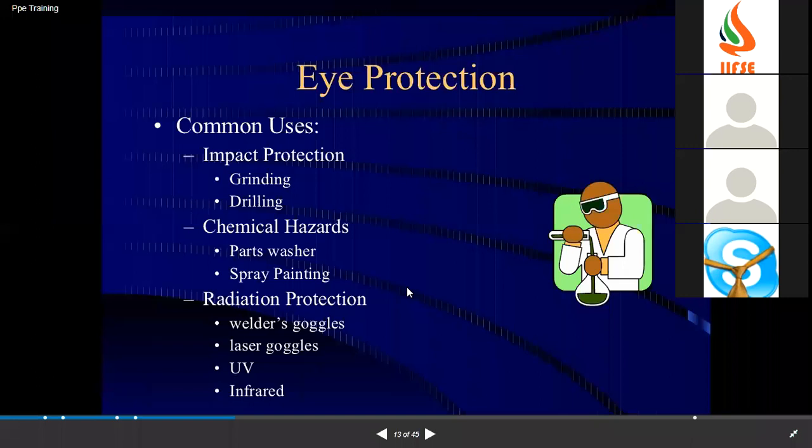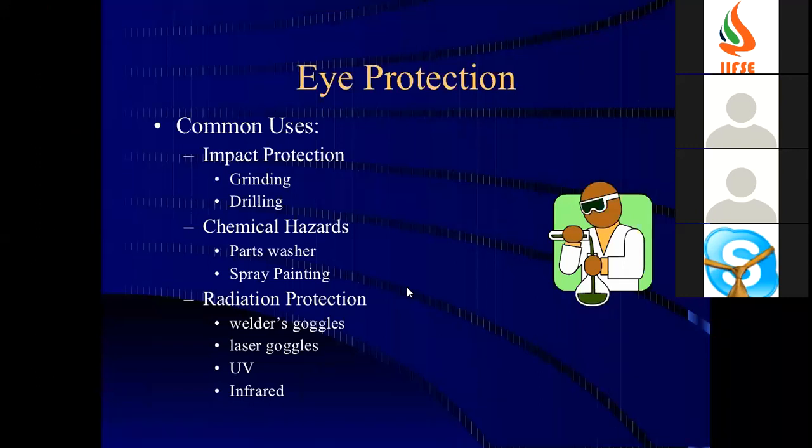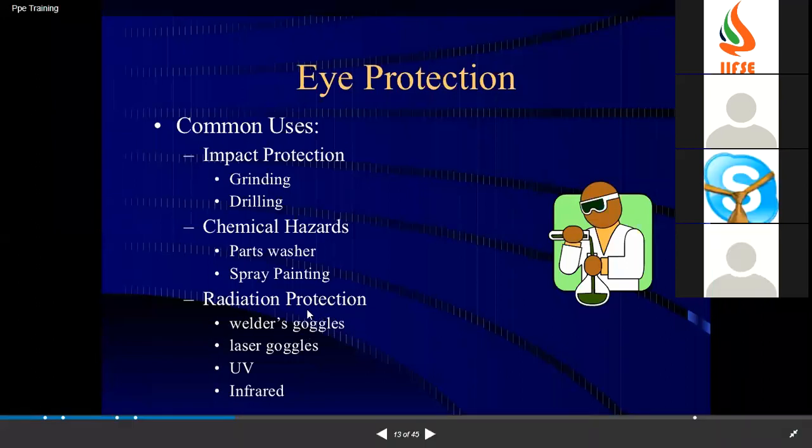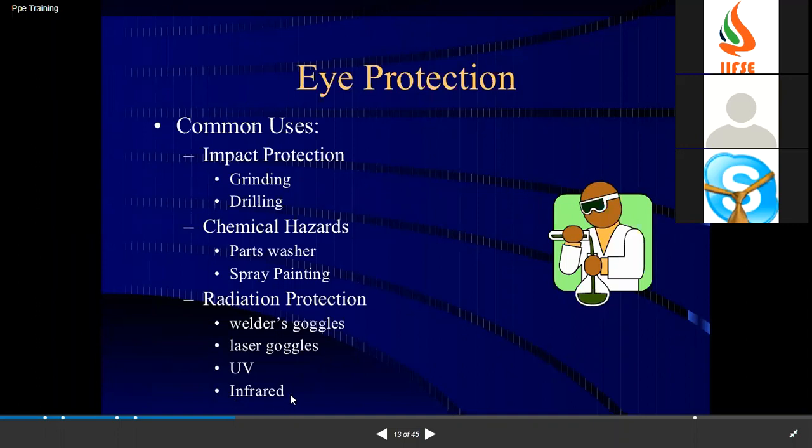What do you mean by radiation? Radiation is the wave or light intensity of light which has a larger wavelength. How is the strength of light calculated? By its wavelength. So for radiation here we will use welding goggles. Welder's goggles have a black coat on them which reduces the radiation effect. Laser goggles, UV protected goggles, and also infrared protection goggles.